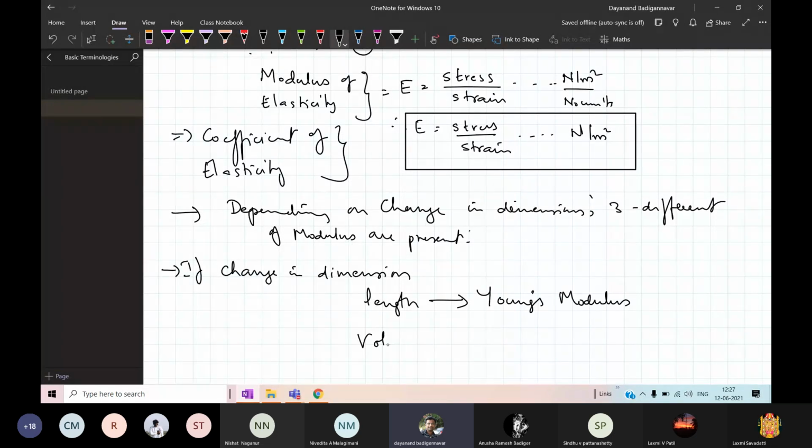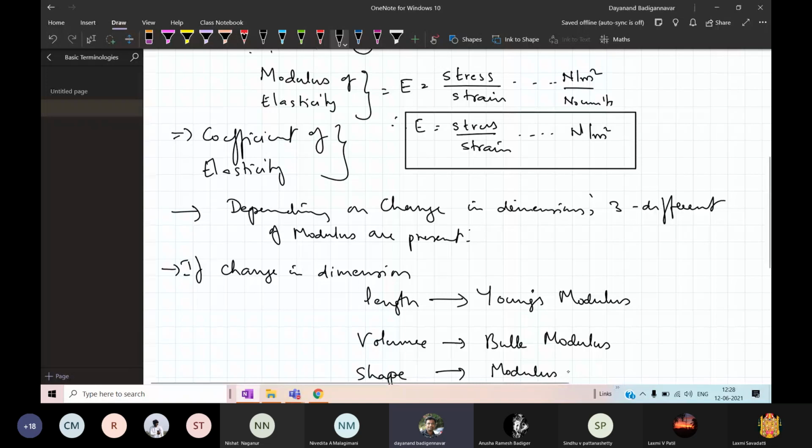If the volume is changing, then that is known by the term bulk modulus. And if the shape is changing, we call it the shearing modulus or modulus of rigidity.